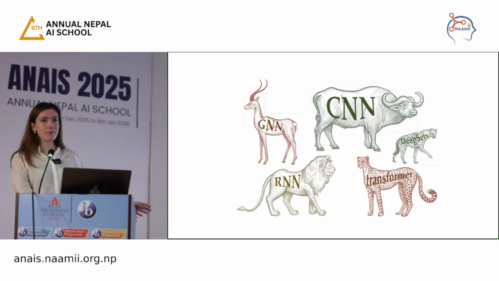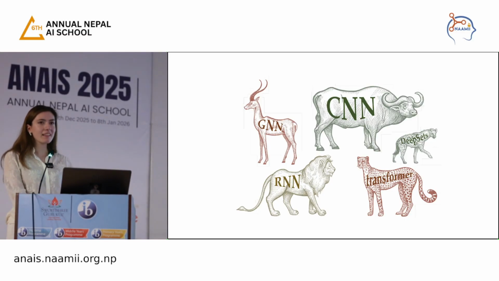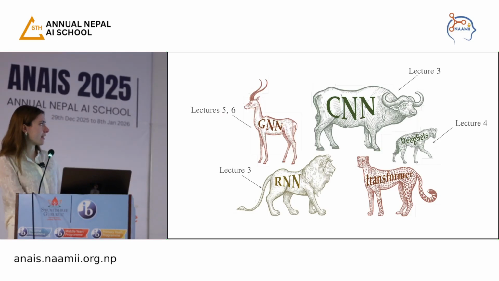So we've seen this slide before. It was presented by Michael yesterday. This is the zoo of models of deep learning. And between yesterday and today, we've seen most of them. So we've seen lecture 3, CNNs, also RNNs. Lecture 4, we've seen deep sets, and lecture 5 and 6, and maybe even earlier today, GNNs. Today I'm presenting the last animal of the zoo.